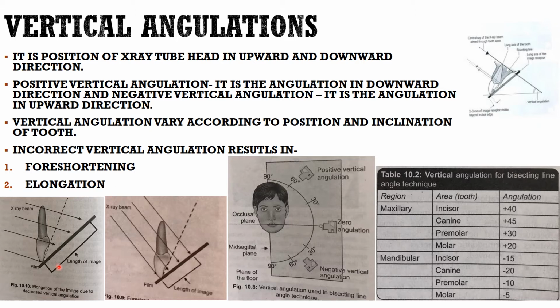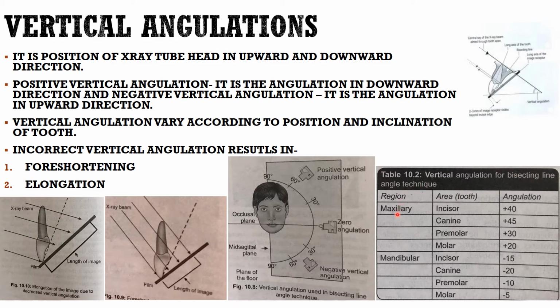So this is the foreshortening. When the vertical angulation is increased, it causes foreshortening of the image, and if there is decreased vertical angulation, it causes elongation of the image. Now this is the fixed vertical angulation for bisecting angle technique.